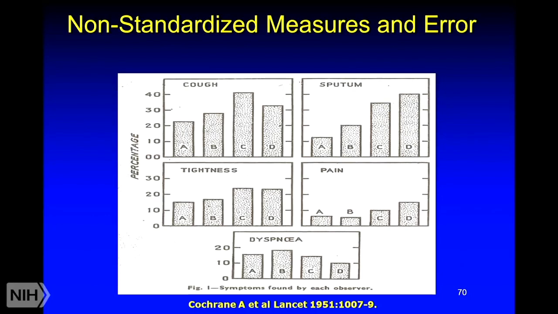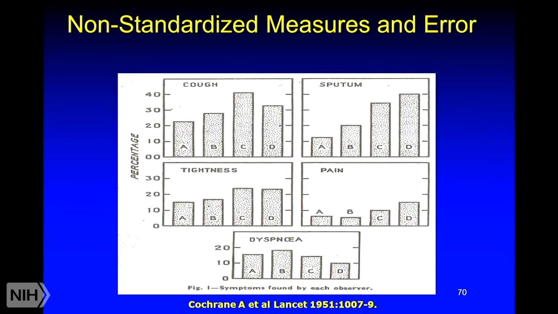Remember I said earlier about what the problem is when you allow clinician judgment? This is a really cool study that Archie Cochrane, who the Cochrane Collaboration is named after, did in the 1950s. He took a bunch of coal miners in South Africa, and he randomized the coal miners to 4 groups of doctors. And he told the doctors to go ask these people about their respiratory symptoms: cough, sputum production, chest tightness, chest pain, and dyspnea, which means shortness of breath.